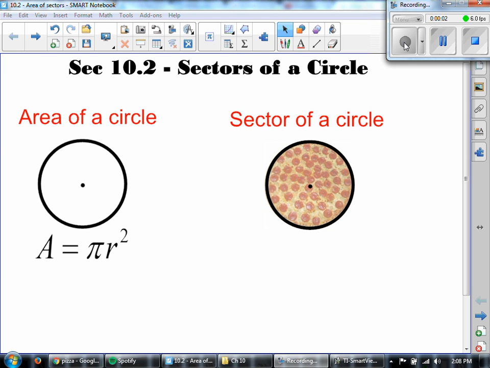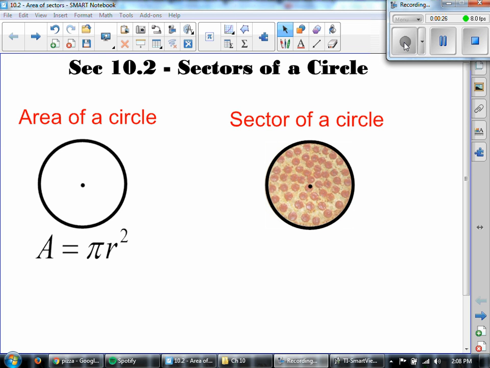Okay, welcome to section 10.2, sectors of a circle. I want to start off by saying just put your pens down for right now. You should have your circles foldable out, but I want you to just listen. We're going to do things a little bit differently. I want you to just listen to what I'm saying. I will tell you when to pause the video and take notes. So just follow along for right now.